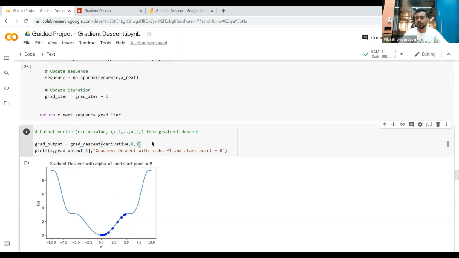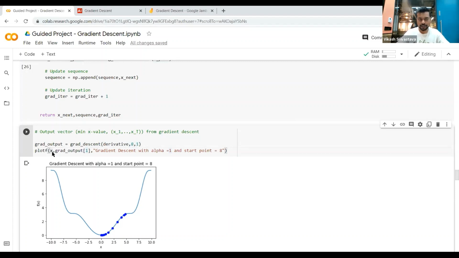I told you that the notation for learning rate is lambda, but a lot of other texts use the Greek letter alpha to denote the learning rate. So either you can say alpha or lambda, but once you know that that represents your learning rate, that's fine. Don't get confused. Of course, you can denote a particular quantity with any Greek letter you want, but you need to be sure what it is. So here the inputs are derivative, the starting point is 8, and the learning rate is 1.